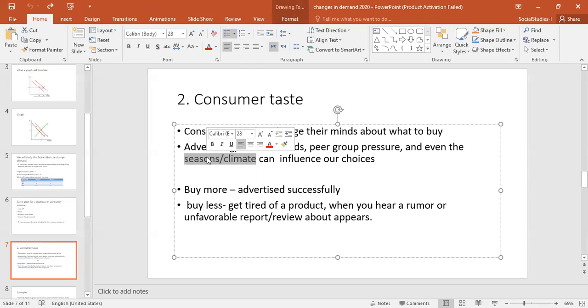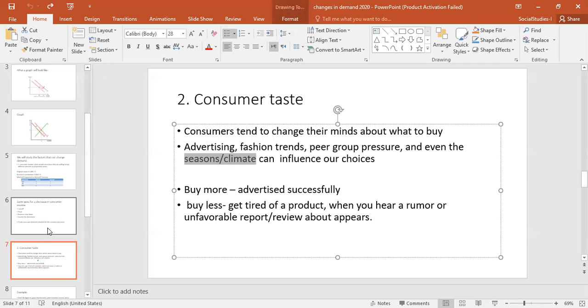Again, in the summertime, we all find ourselves looking at bathing suits online, and we're more focused on beach related items and fun summer stuff. In the wintertime, our consumer taste is shifting. We're no longer really shopping for bathing suits and sunscreen. We're more looking at umbrellas and jackets and hoodies and sweaters. So again, season and climate also have an influence on our consumer taste.